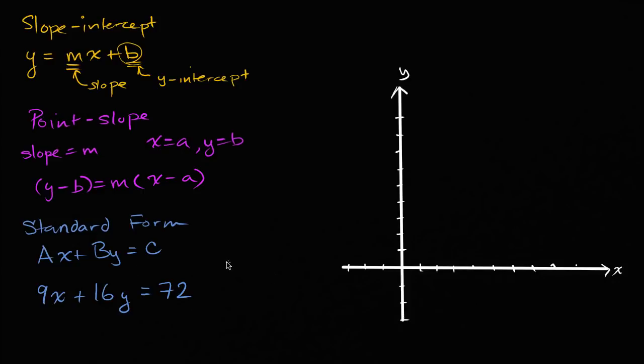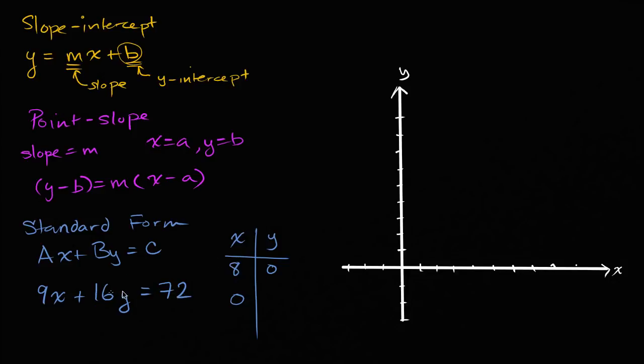So how do we do that? Well, to figure out the x and y-intercepts, let's just set up a little table here. X comma y. The x-intercept is going to happen when y is equal to 0, and the y-intercept is going to happen when x is equal to 0. So when y is 0, what is x? 16 times 0 is 0, that term disappears, and you're left with 9x is equal to 72. If 9 times x is 72, 72 divided by 9 is 8. So x would be equal to 8.